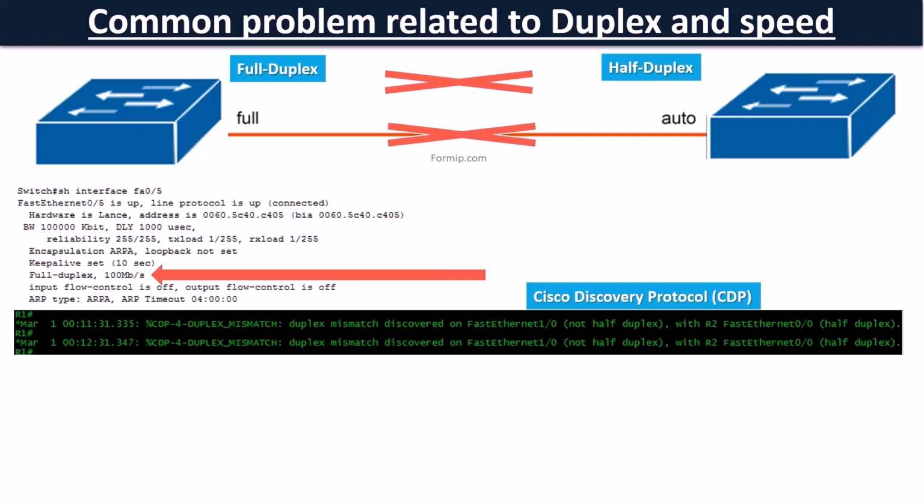CDP is a network discovery protocol that works at layer 2. It helps find other nearby devices that are directly connected.